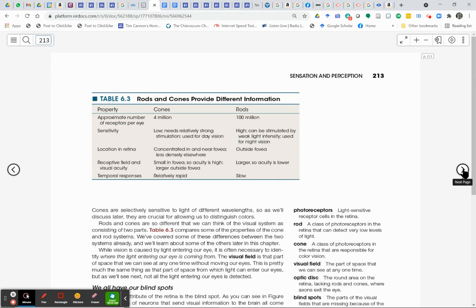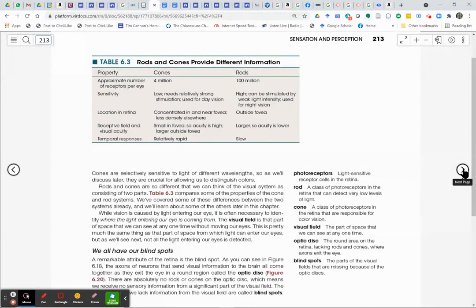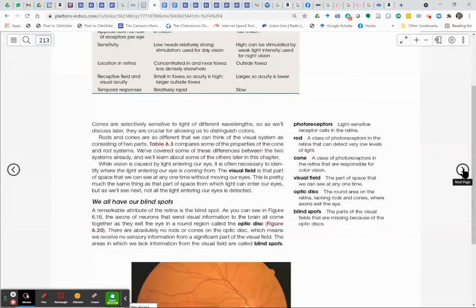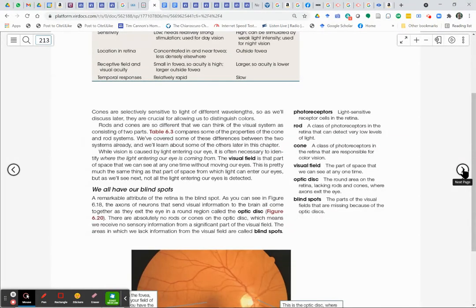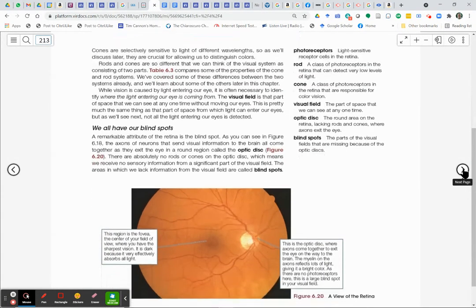And there's a nice little table. 4 million cones, 100 million rods, lots of rods. Sensitivity, location in the retina, and cones are mostly in and near the fovea, which is dimpled, as you saw in that other figure. And the receptor fields tend to be relatively small. And they're quick, as the cones are quick. The rods are quite a bit smaller.